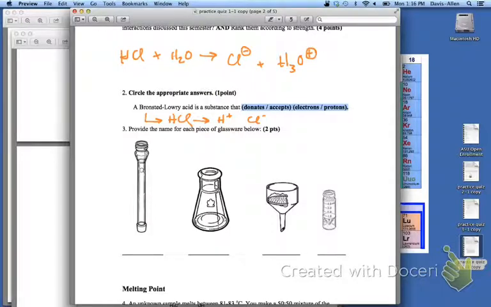So if we looked at that, we could then go through and say we've got our Bronsted-Lowry acid because it donated a hydrogen. Well, the opposite of an acid is a base, so water has to be a base in this reaction. You could look at the flow of electrons. HCl is giving up a hydrogen ion.